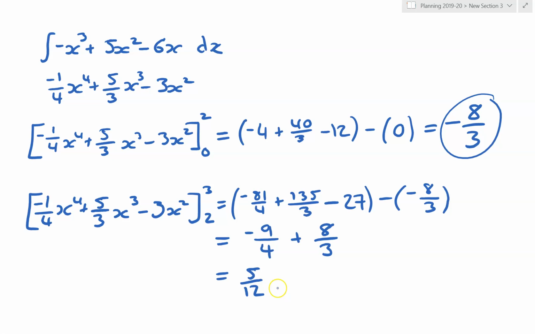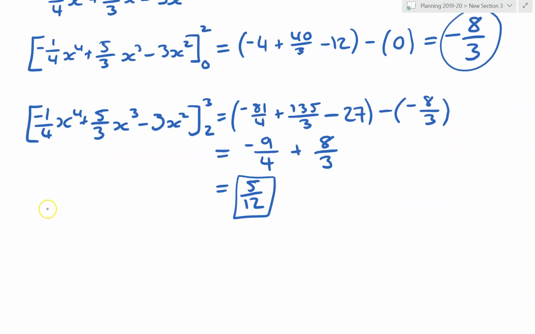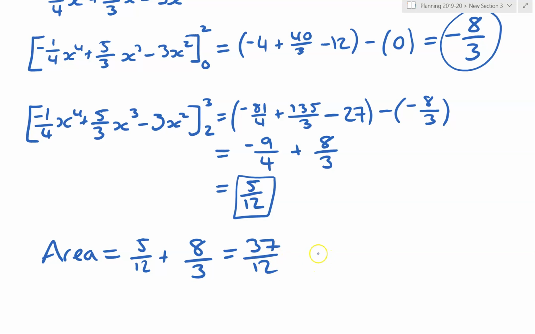So the area above the axis is 5/12, the area below the axis is 8/3. So my area is 5/12 add 8/3. That is 37/12, or 3.08 to 3 sig fig. Just make sure that if you are asked for an exact value, you do not turn it into a decimal.